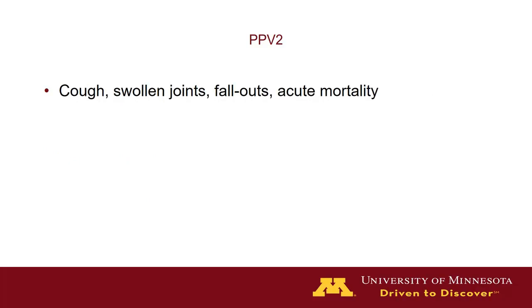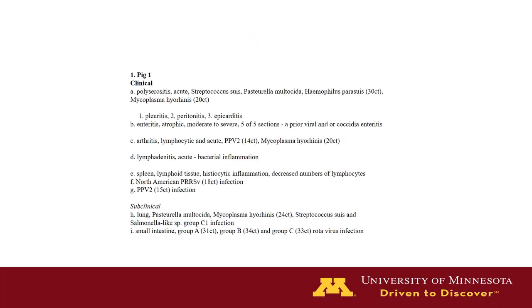So I've got a couple cases, a little constrained for time to go through all of these, so I might go through them a little fast. Cough, swollen joints, fallouts, acute mortality: it's like 80% of the cases we get in with that history. So we went through all the diagnostics on these cases. Find Strep suis, Haemophilus parasuis, Mycoplasma hyorhinis. We get an arthritis back, lymphocytic and acute, with Parvovirus 2 at a 14 CT, which was a pretty low CT value, lots of virus activity going on there.